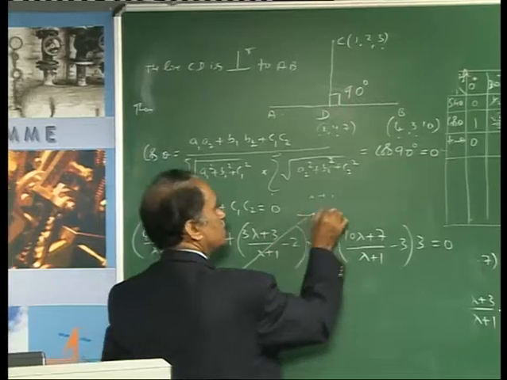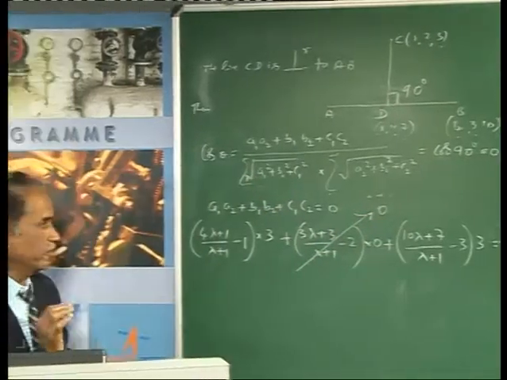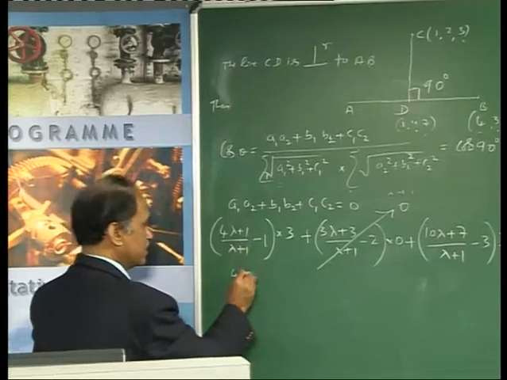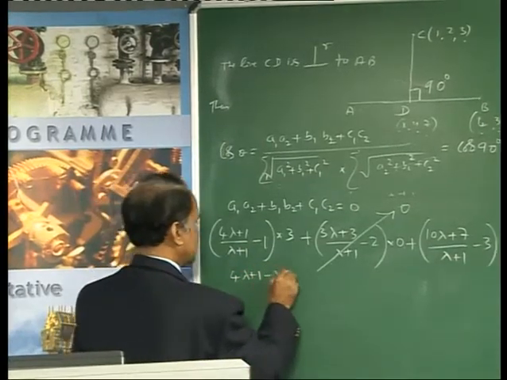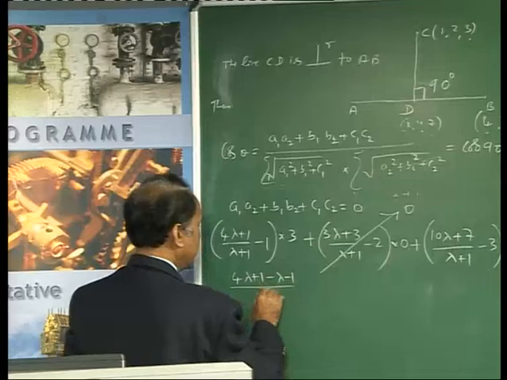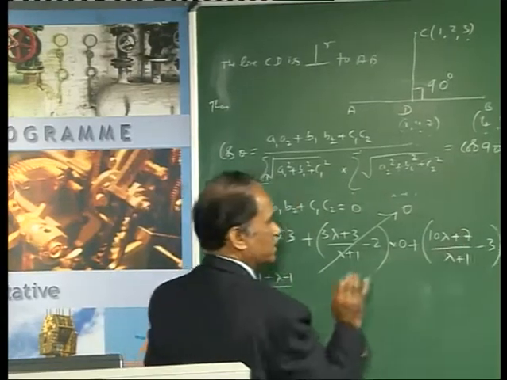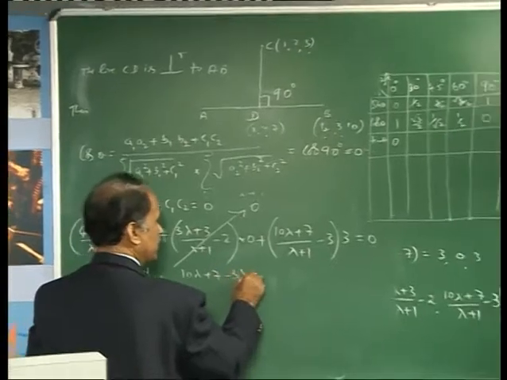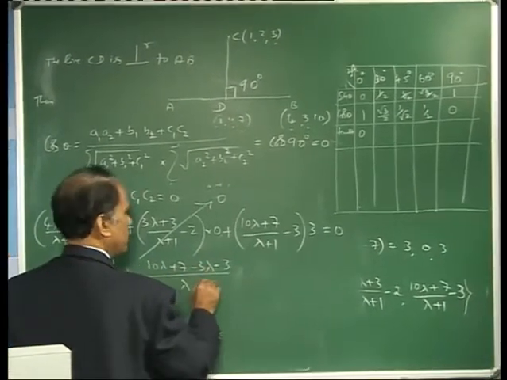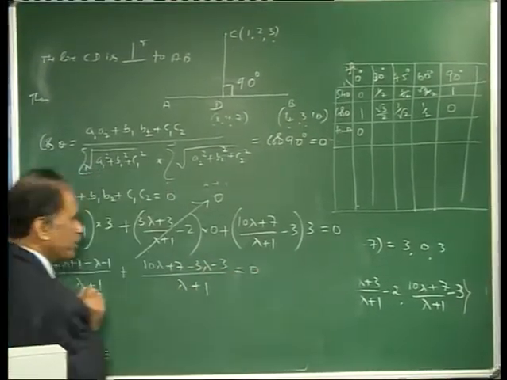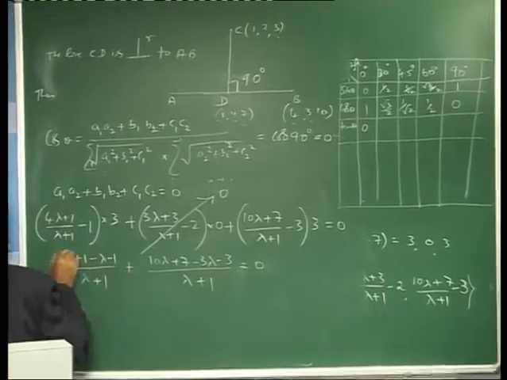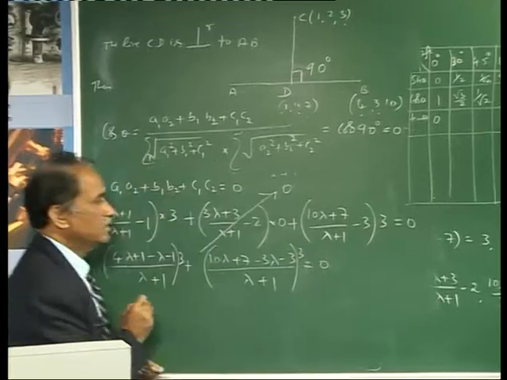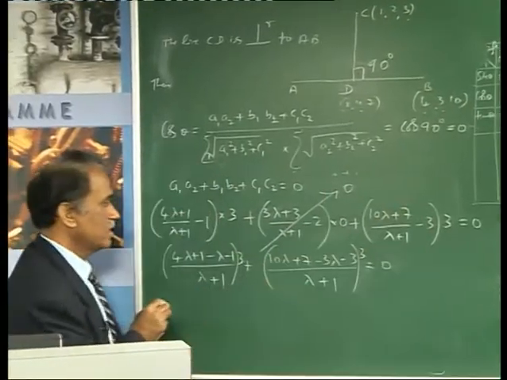Therefore, when it is multiplied to 0, this term becomes 0. Then first term you have to calculate. So, this becomes 4 lambda, take the LCM of this, 4 lambda plus 1 minus lambda minus 1 divided by lambda plus 1, go to the last term, plus of 10 lambda plus 7 minus 3 lambda minus 3 divided by lambda plus 1 is equal to 0. I think outside you have to multiply by 3, because I have taken only the LCM.